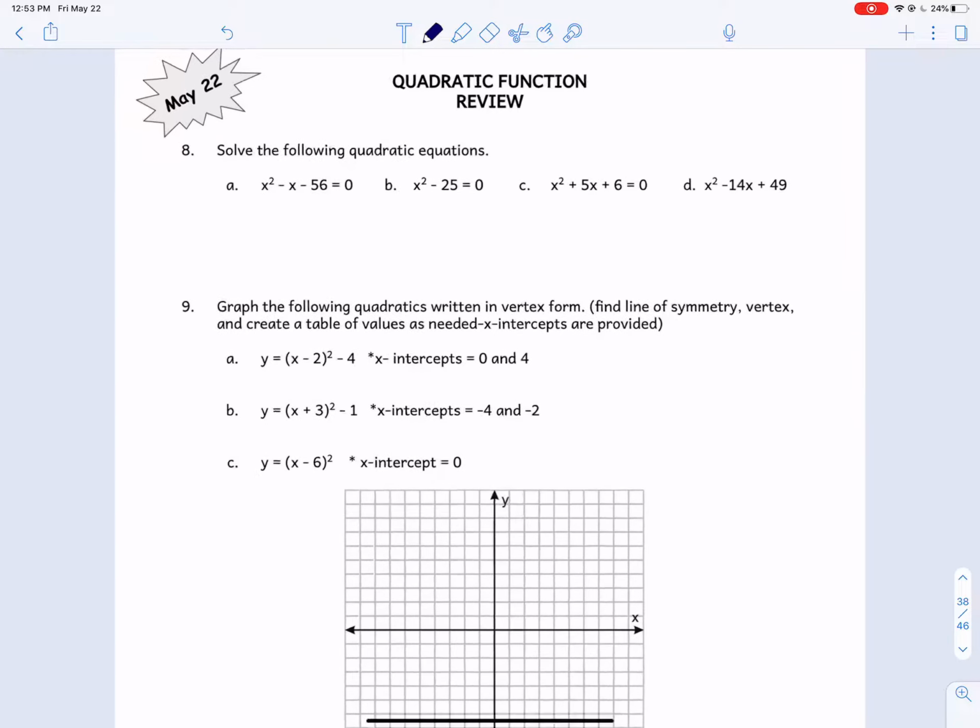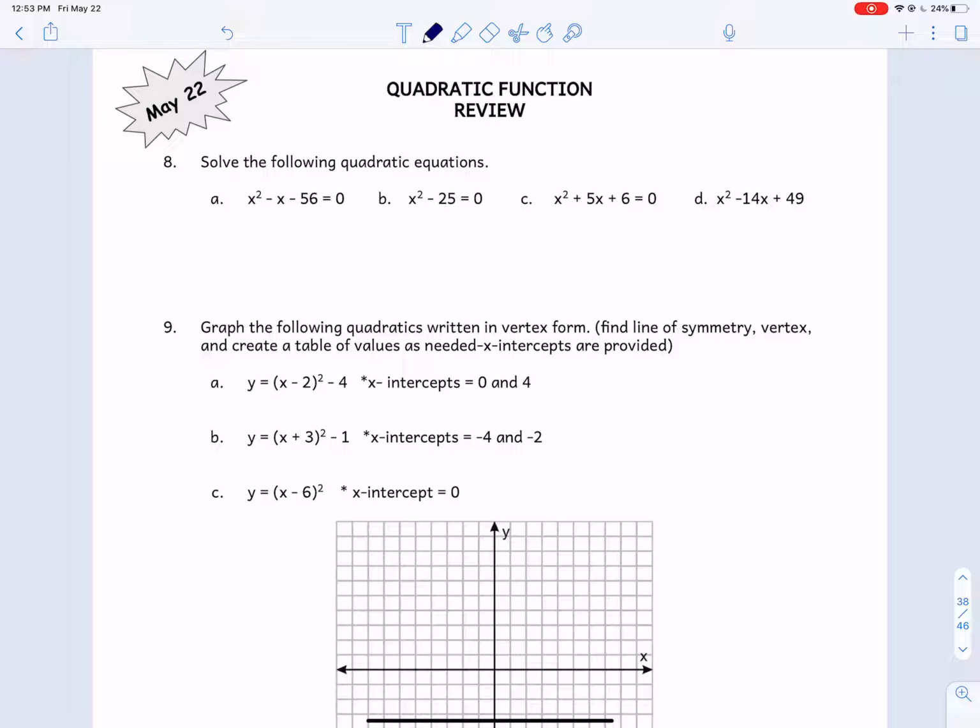Second part. Okay, here's the real number 8. So we are solving this time. Solving meaning we're finding the x-intercepts or the roots. So we could factor it. Right away, I'm looking at b, just like the one we just did. So it's a difference of squares.